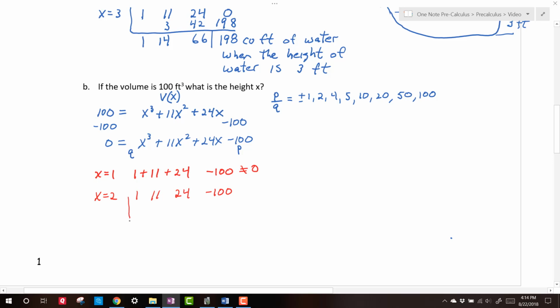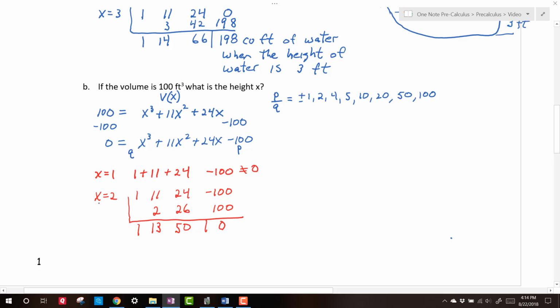So we put out our numbers again. We drop down the first one. 2 times 1 is 2, add them up is 13. 2 times 13 is 26. 26 and 24 are 50, and look at that, 2 times 50 is 100. We have a remainder of 0.